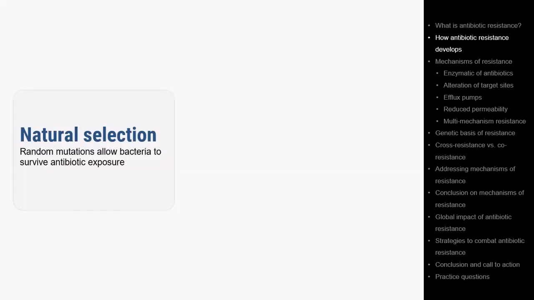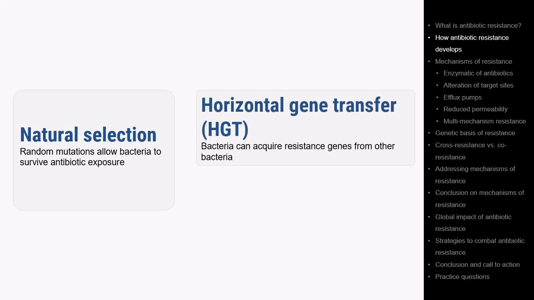Antibiotic resistance develops primarily due to two mechanisms: natural selection and horizontal gene transfer. In natural selection, random genetic mutations that make bacteria less sensitive to antibiotics can give them a survival advantage when exposed to the drug. Over time, these resistant bacteria become more common. Horizontal gene transfer, on the other hand, allows bacteria to share resistance genes.